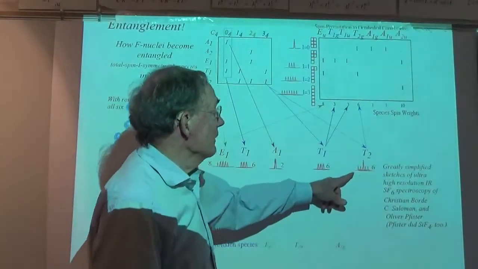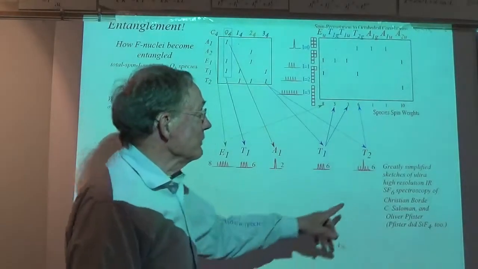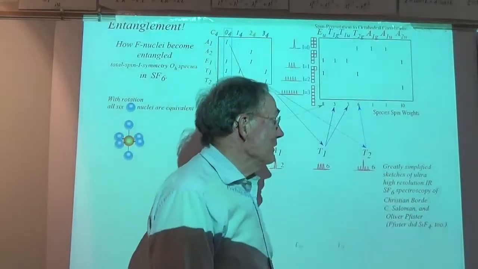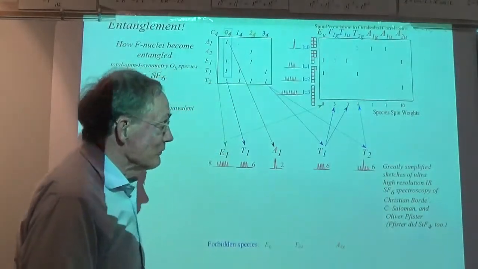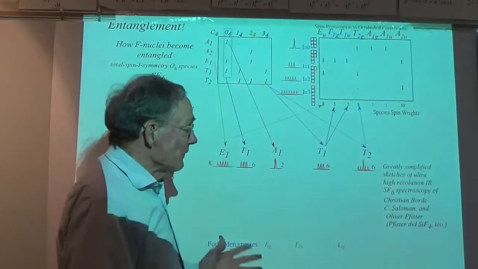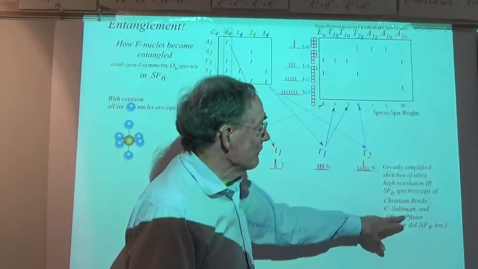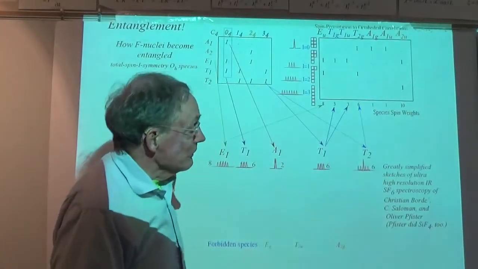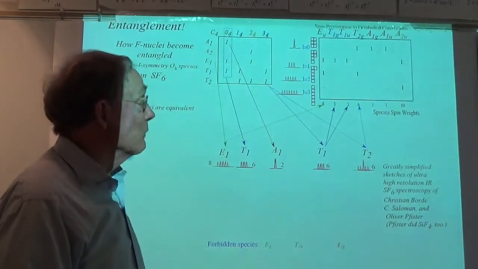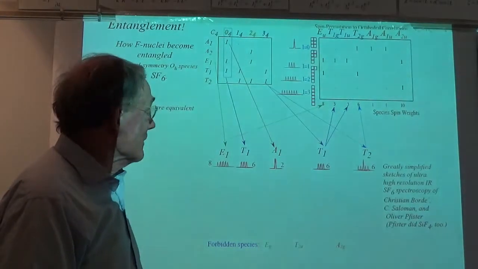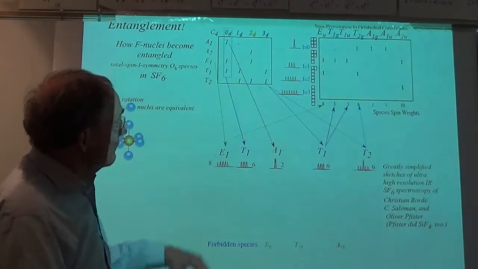These are very greatly simplified sketches. I'll show you a better picture in just a minute of the high resolution, super high resolution SF6 spectroscopy done by the Bourdet brothers. There's Jacques Bourdet, who was not on this particular paper, and Christian Solomon, Oliver Pfister. Oliver Pfister's at Virginia right now. Christian Solomon's still in France. This is an amazing piece of experimental work, and I'm really glad they did it because I wouldn't have had anybody believe this stuff otherwise.